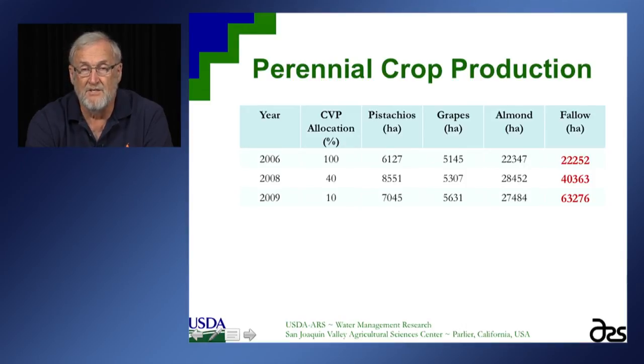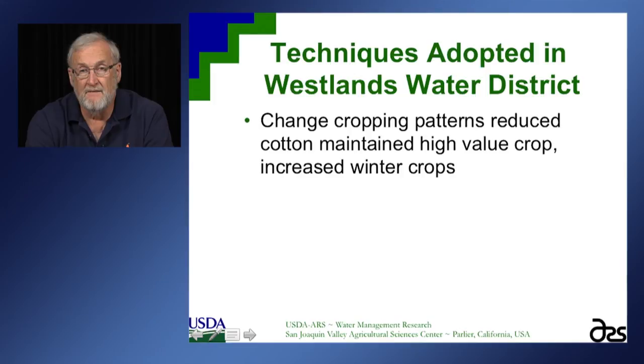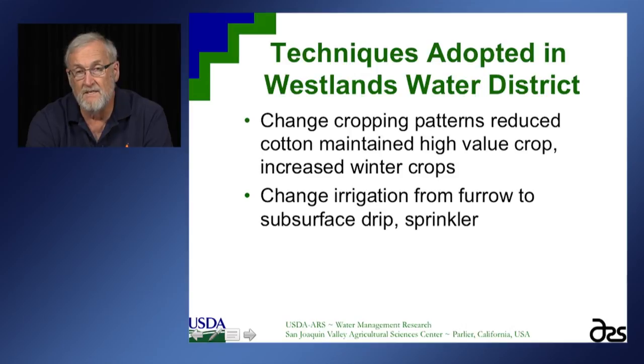I mean, there's some changes shown, but there really wasn't a significant change in the total area being planted into almonds, pistachios, or grapes. The interesting number shows that the fallow land tripled during this period of time, which basically tells us that we saw changing cropping patterns. We reduced the high water demand crops, such as cotton, which does not have a high value. We maintained the high value crops, which is tomatoes, and then the winter crops, the wheat. We saw some increases there.